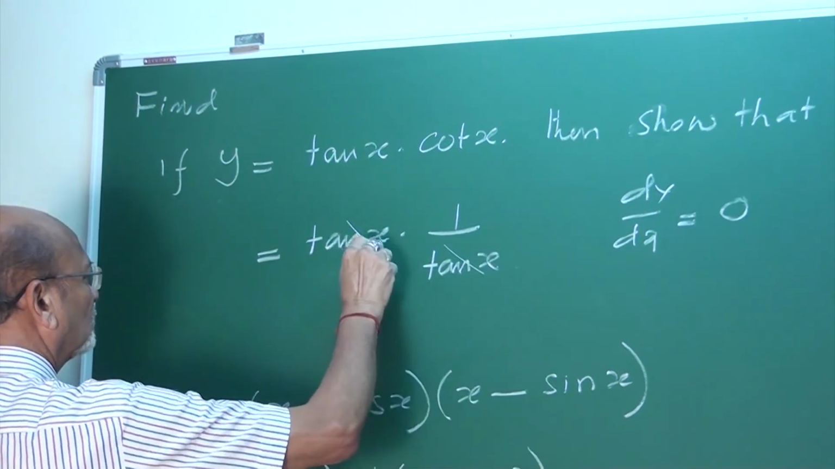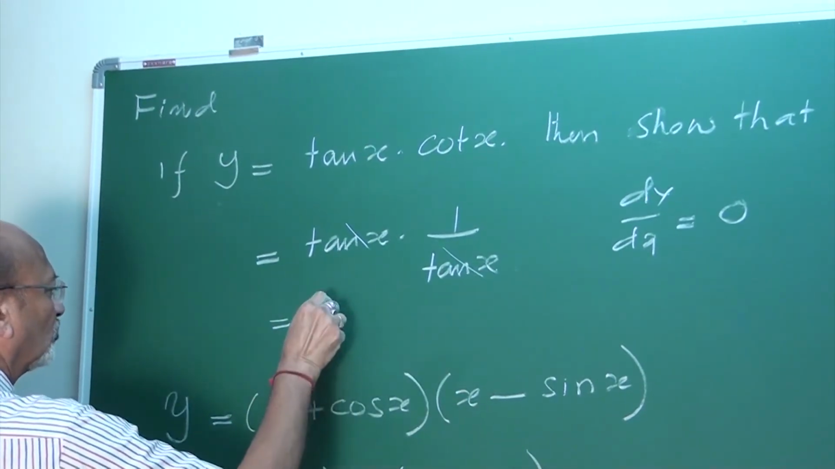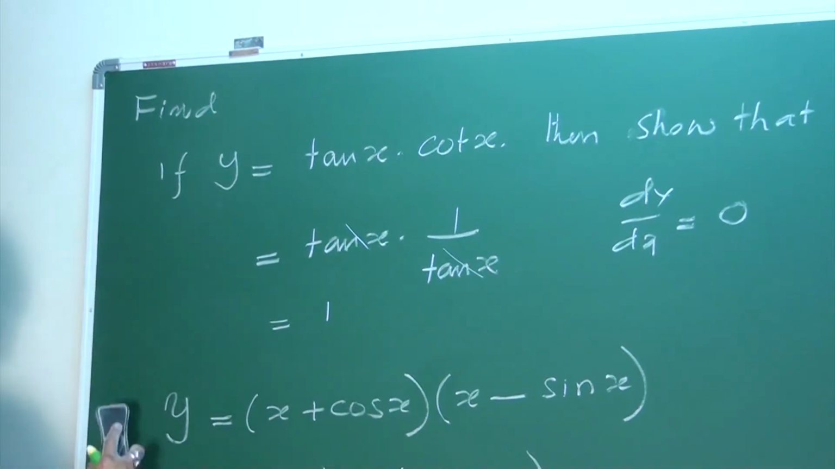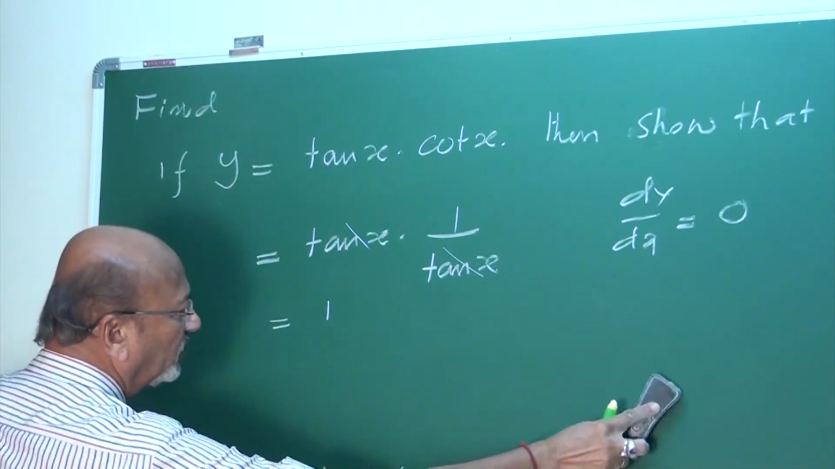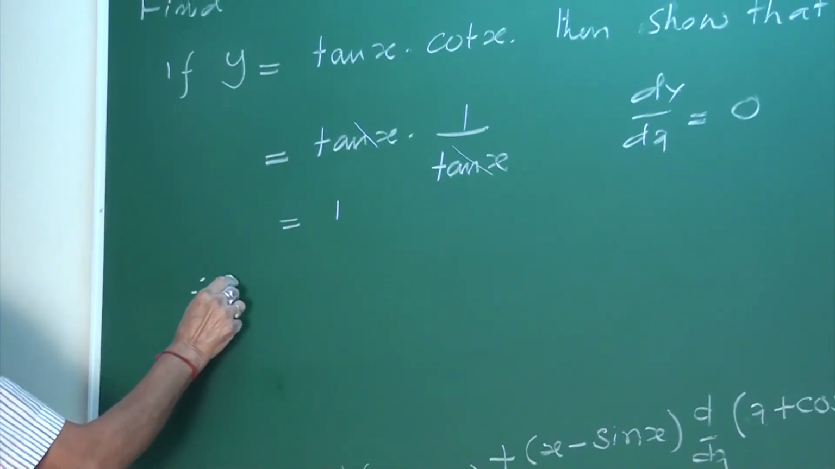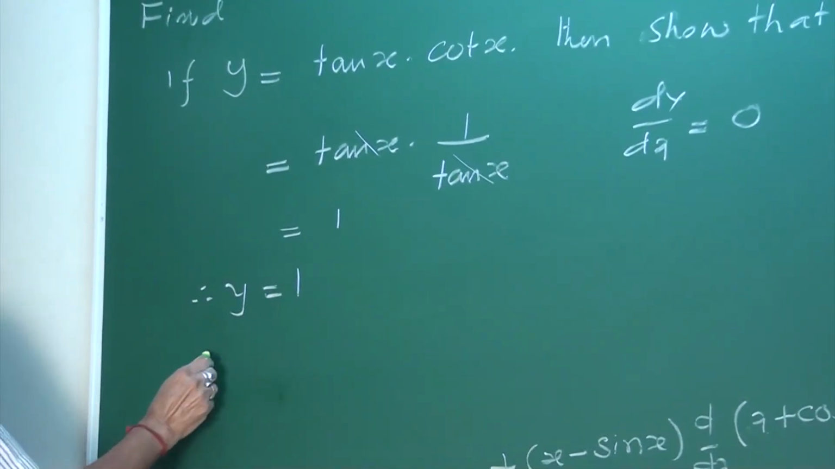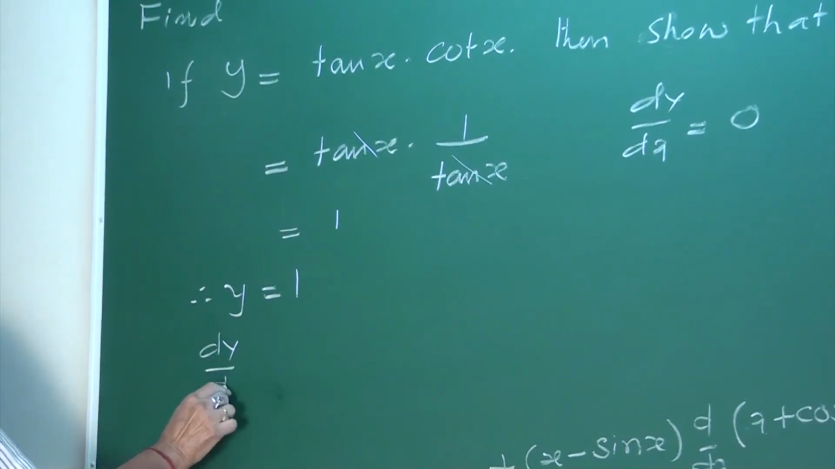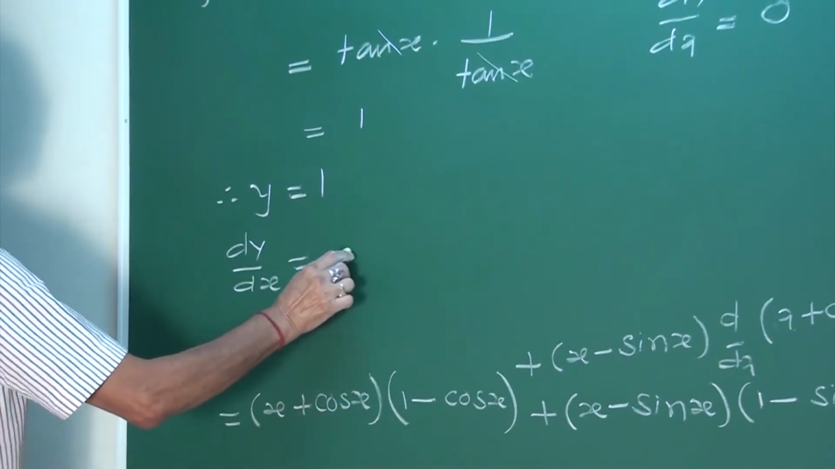Friend, tan cancels with tan. You get y equal to 1. Y is 1 means a constant. What is its derivative? Therefore, y is 1, so derivative is, derivative of 1 being a constant, 0, direct.